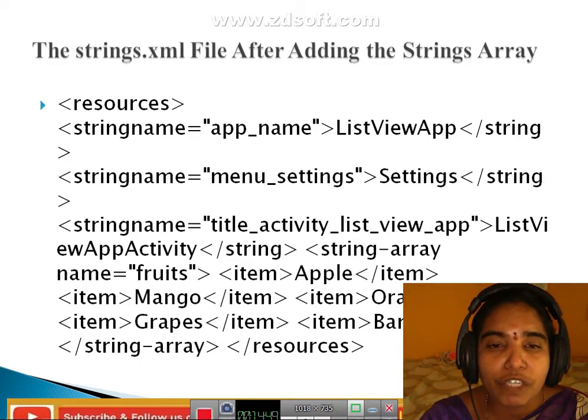In that fruits, we have to create a list here. In that fruits, apple, one item is created. Next mango, the next item is created, next orange, next grapes, next banana. These are the list of fruits you have created in the string array. The resources tag is closed.